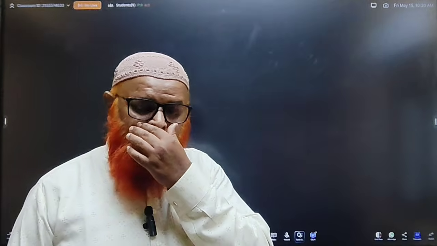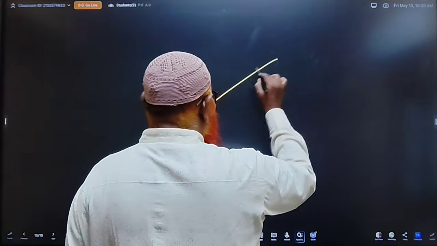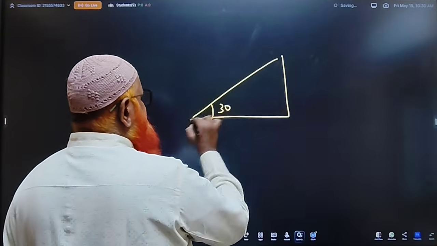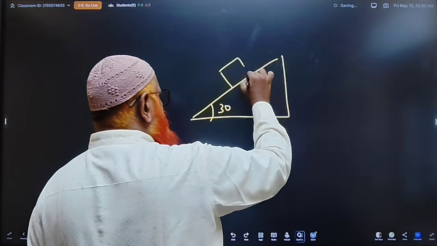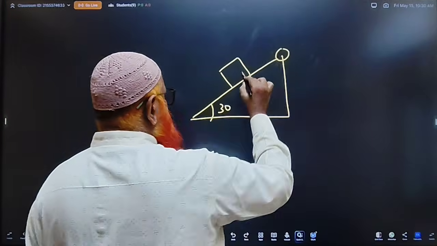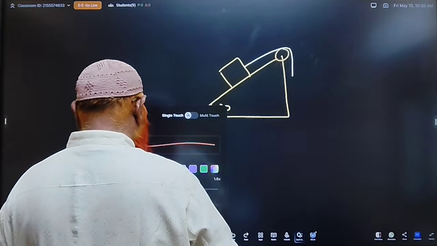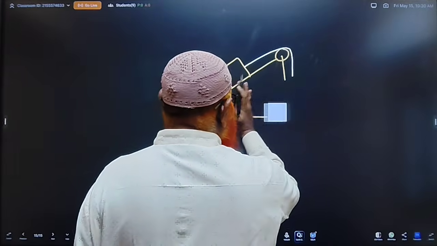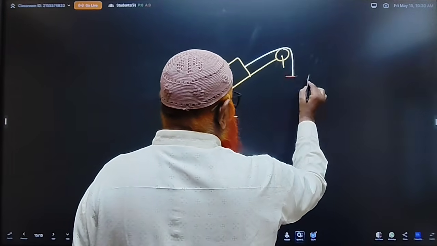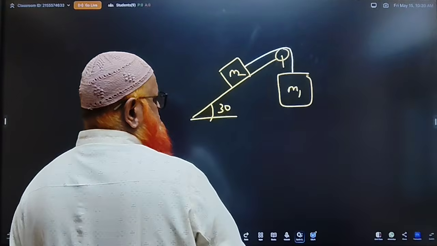I will tell you a very simple technique to find this out in the next case also. What is the next case here? I am taking one wedge. Let us imagine it is 30 degrees. I am taking one block here and one pulley here. This is a string passing over the pulley, and let us imagine there is one more mass hanging here. This is M1, this is M2.